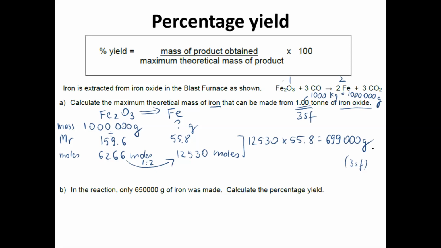this is how much iron you'll get. However, in real life, they got 650,000 grams instead of 699. So they didn't get as much.